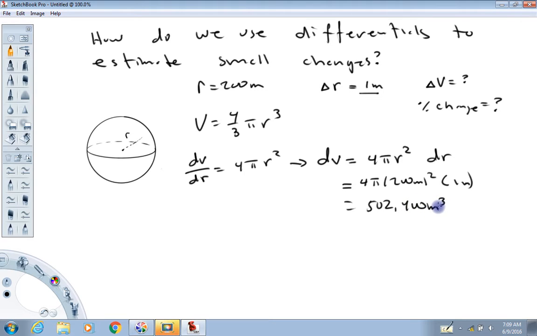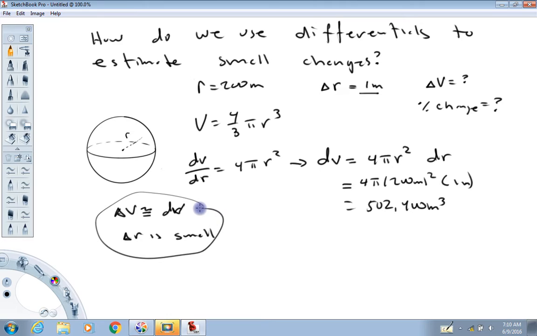502,400 cubic meters. The idea here is that the actual change in volume is going to be approximately equal to dV, as long as our change in r is small. And again, if you're wondering about this, go back and review. I've got a video on differentials that will explain that. So as long as dr is a small value, in this case 1 compared to 200, it's pretty darn small, then dV and delta V are approximately the same. Which means I can say this is approximately our change in volume.